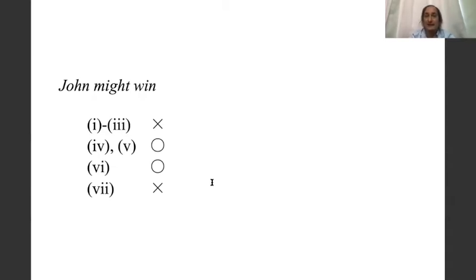Might, however, does not have an ability interpretation. To say that John might win is not to say that John has the capability of winning. It's kind of hard to tease that apart sometimes from knowledge. If I say John might win, and I mean that according to everything that I know, there's a possibility of his winning. Well, if I know about his ability, then that would imply that he has the ability necessary to win.